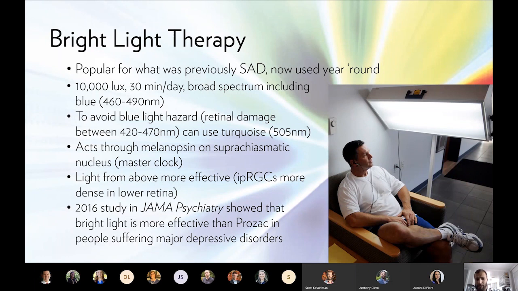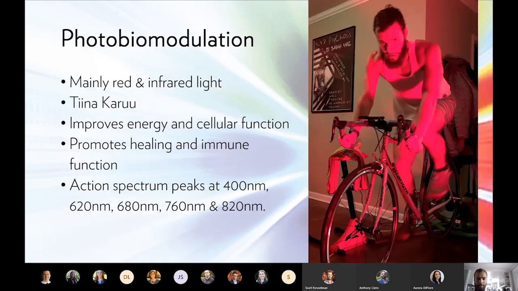A 2006 study in JAMA Psychiatry showed that bright light is more effective than fluoxetine, or Prozac, in people suffering major depressive disorders. Slightly contentious, but really interesting nonetheless.